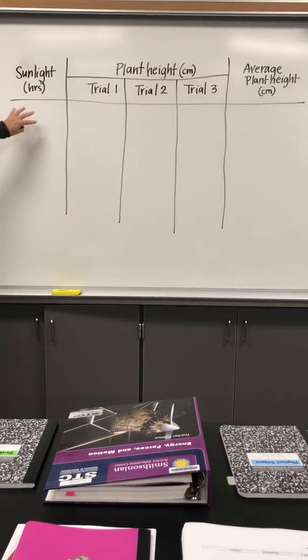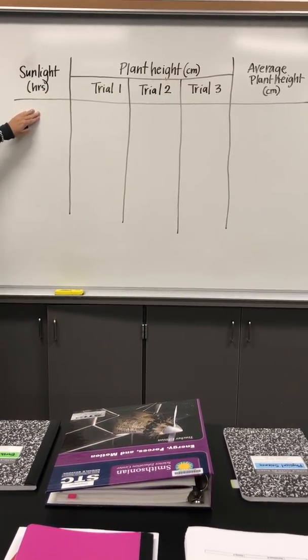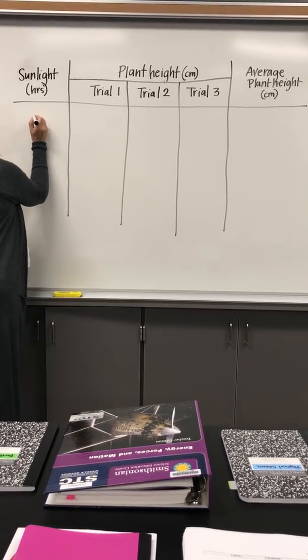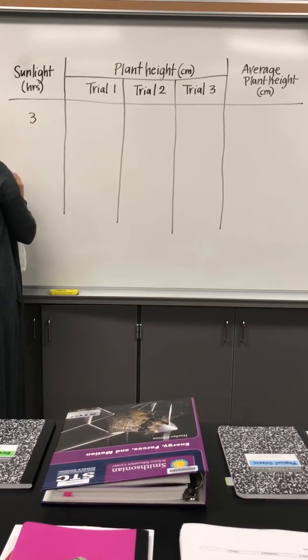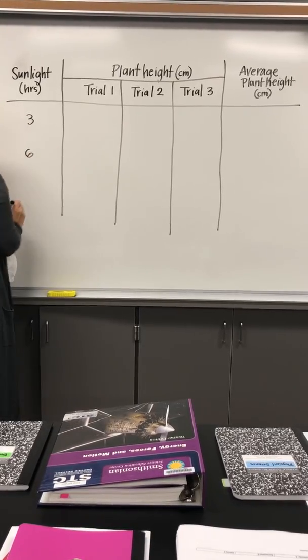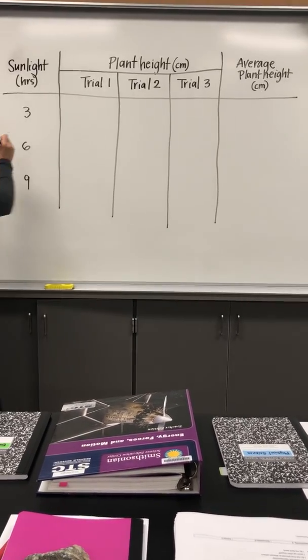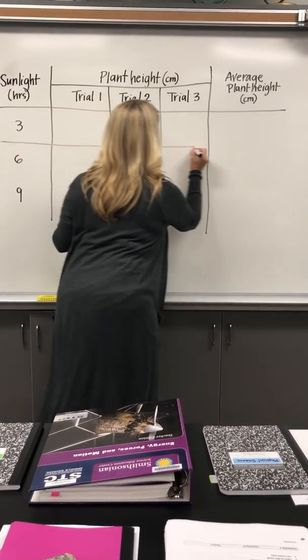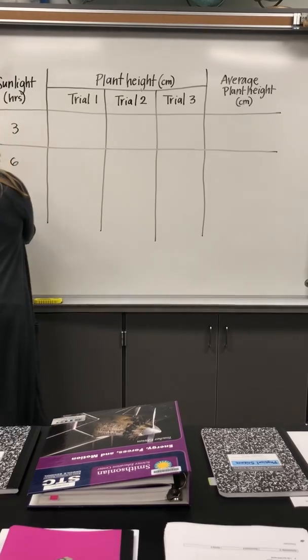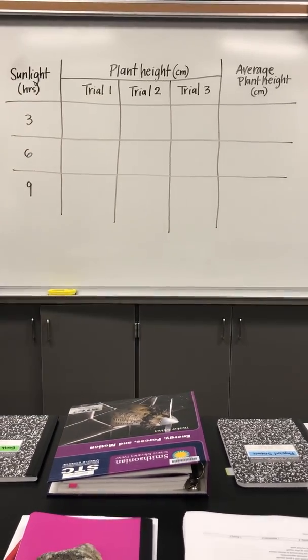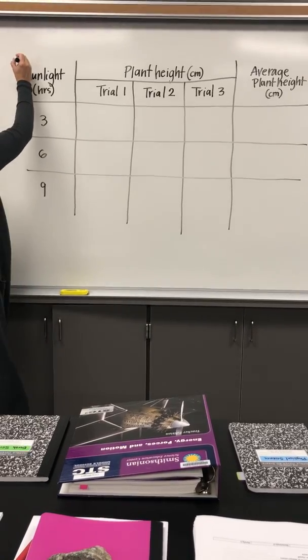Then I need to have at least 3 different versions of my independent variable. So let's say we're going to divide it up with 3 hours of sunlight, 6 hours of sunlight, and 9 hours of sunlight. And so then I can draw my rows for those. And then the last thing you need to do is just box it in.